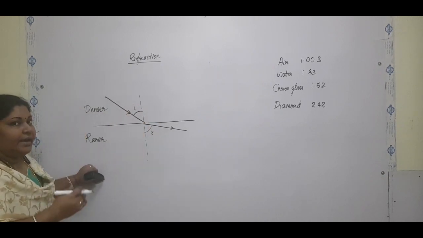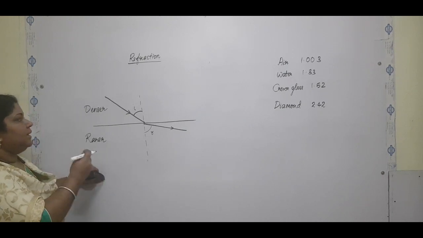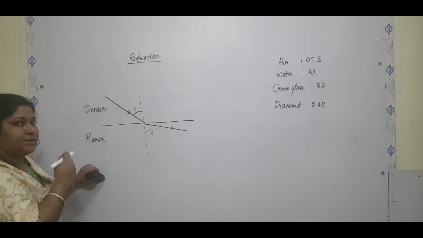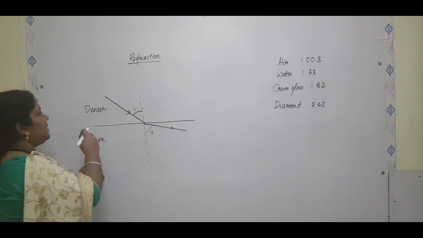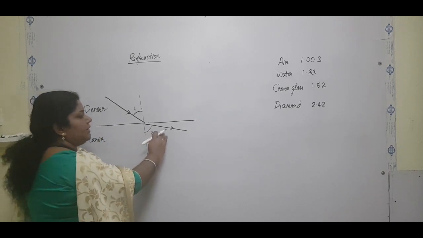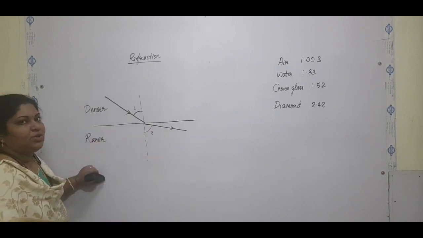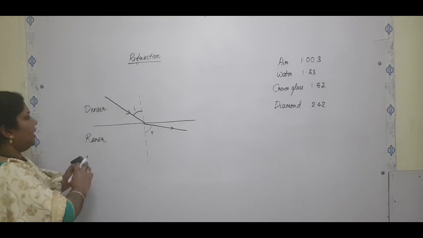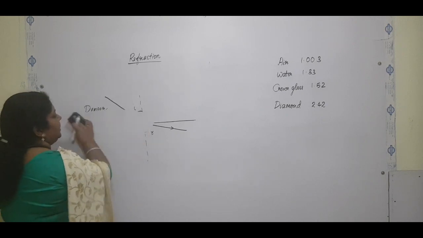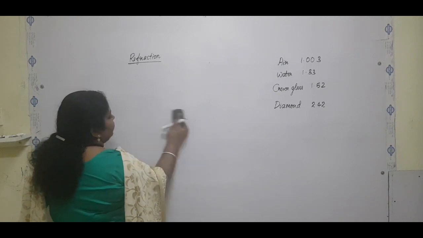So, when a light ray passes from rarer to denser medium, the light ray will bend towards the normal, and when a light ray passes from denser to rarer medium, the refracted ray will bend away from the normal. So, this you have to keep in mind. Okay. Now, we are going to see if a light ray is passing through a glass slab.